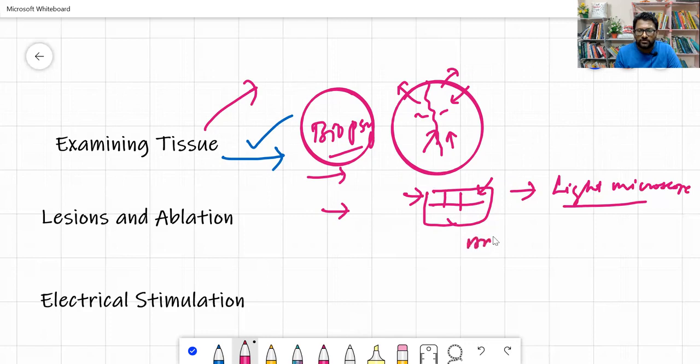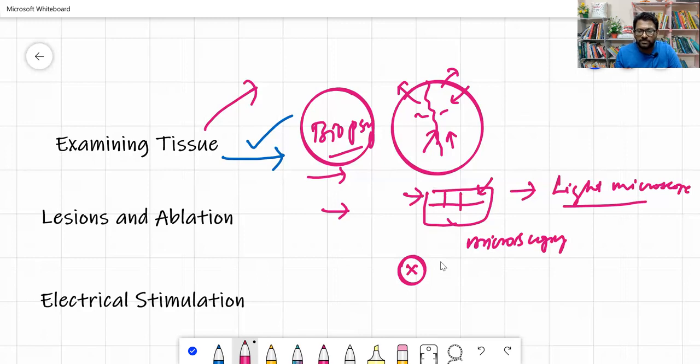So now microscopy has advanced. First, we used to have a simple microscope. Antonio van Leeuwenhoek actually invented these microscopes, lenses, etc. And later on it developed into microscopy.